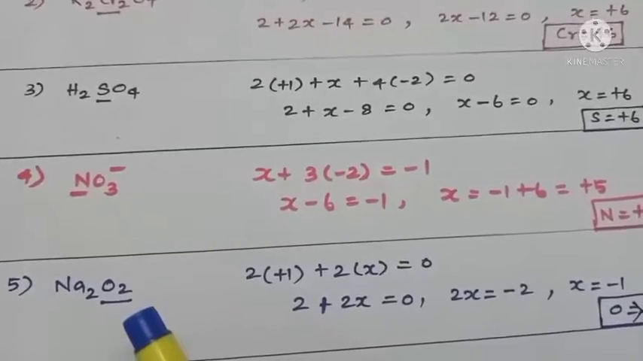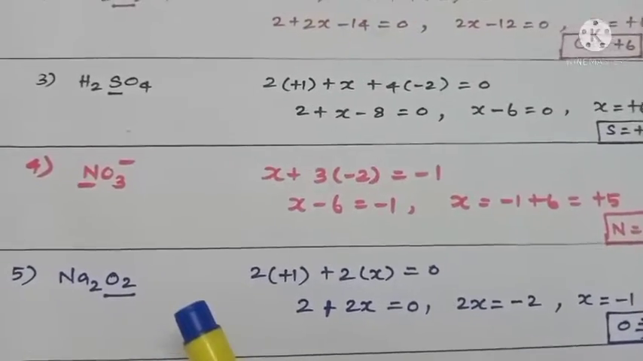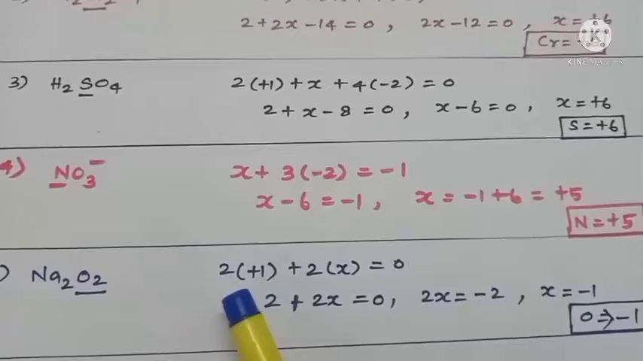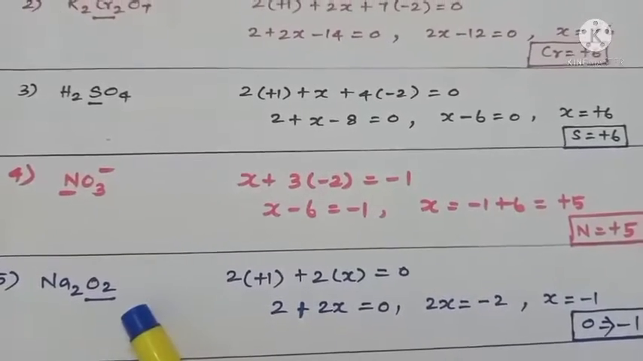The next one, the fifth one, Na2O2, which is nothing but sodium peroxide. This is a peroxide compound, a special case. Here you have to find out the oxidation number of oxygen.